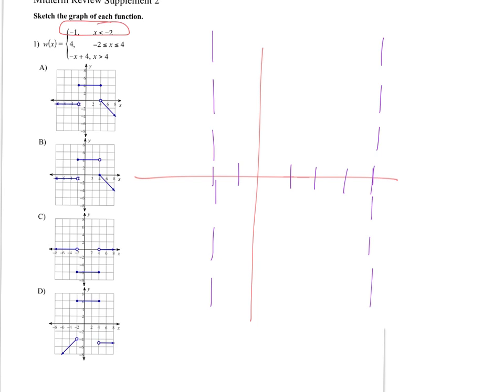So what I'm going to do is put y equals negative 1 in the spot for less than negative 2, just so I can see where that is. I'm going to write y equals 4 in the spot between negative 2 and 4. And finally, I'm going to put y equals negative x plus 4 for that last part, when x is greater than 4. Okay. And I'm going to try to graph each of these pieces.